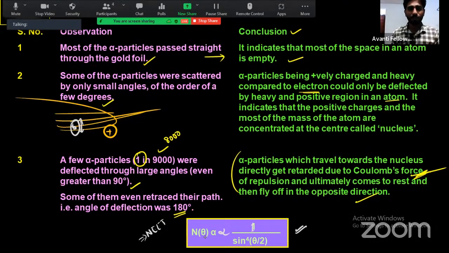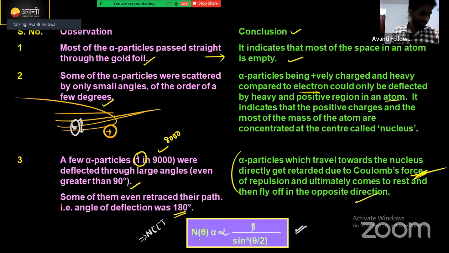Note down the formula. N of theta, the number of alpha particles, is inversely proportional to 1 divided by sine to the power of 4 theta by 2. Clear? Okay. Come to the next point.